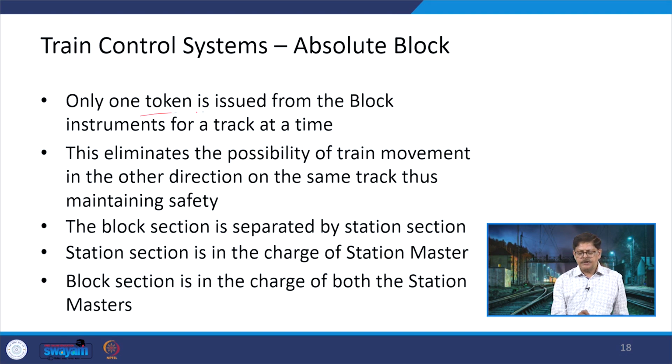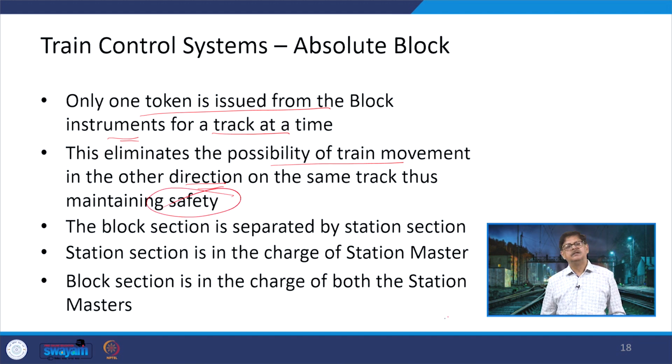Now, only one token is issued from the block instrument for a track at a time. That means only one train is going to be given an authority to move on that particular section. So, there is no possibility of train movements in the other direction on the same track, and that means now we are trying to maintain the safety of the trains which otherwise are required to move on the same track, but in opposite directions or in the same directions.